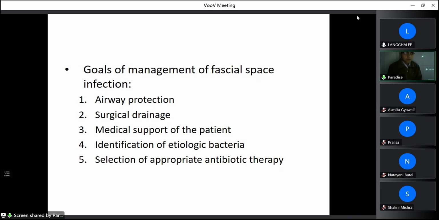Then medical support of the patient after pus drainage. Say if the infection is in cellulitis stage, you have to prescribe antibiotic as well as painkiller and other anti-inflammatory drugs, followed by identification of etiologic bacteria. For that, whenever you drain the pus, you have to send it for culture and sensitivity so that you know the type of bacteria, and you have to prescribe the antibiotic accordingly after antibiotic sensitivity testing. Okay.